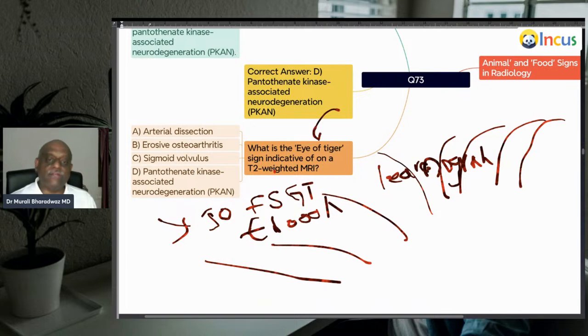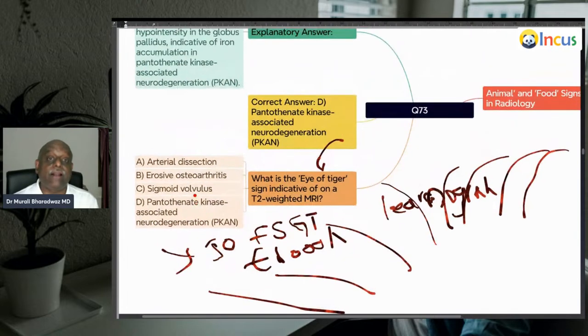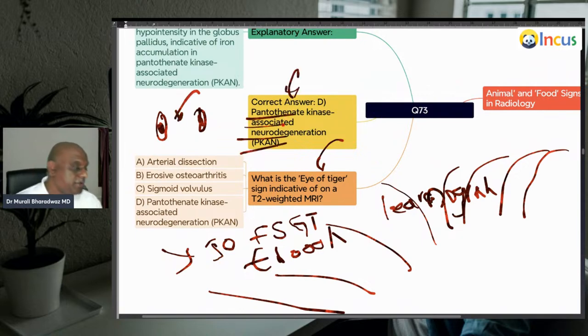Eye of the tiger sign on T2 weighted MRI. If you go to Google, you will find all these images. Eye of the tiger appearance is called pantothenate kinase associated neurodegeneration. PKAN is the answer. Very good.